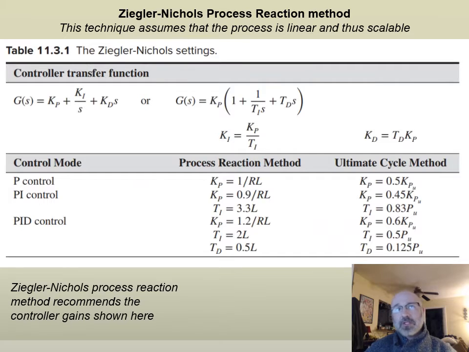Another method we'll touch on briefly here that's covered in the textbook is the Ziegler-Nichols process reaction method. Now this method assumes that the process is linear and therefore scalable. And this may not always be the case in practical application, but it does make that big assumption in order to use this method. So this table here gives the recommended controller gains associated with the control mode type, either P control, PID control, or PI control that we see here under our control mode. Then it also gives us our controller transfer function shown here.